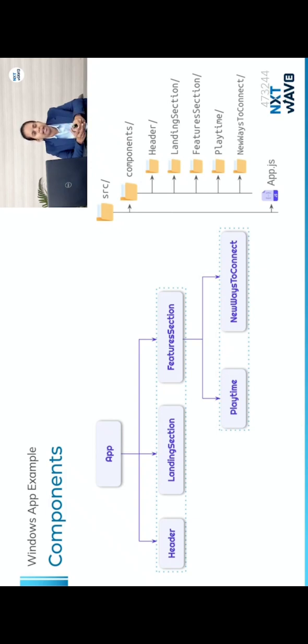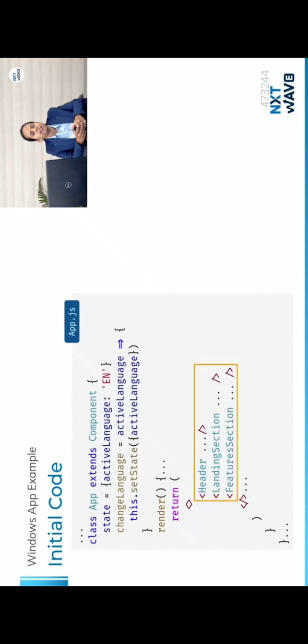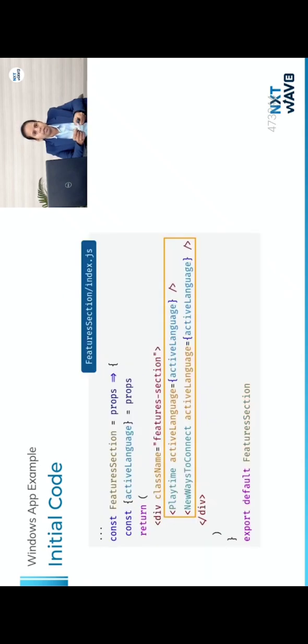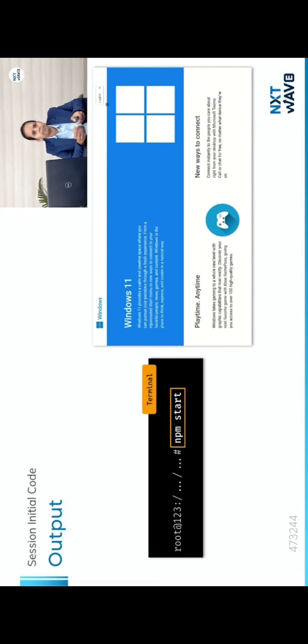Now let's get a brief understanding about the code that is present, starting with the app component. Here you can see that within the app component in the render method, we have the header, landing section and features section. Within the features section we have the playtime and new ways to connect, as we understood in the hierarchy. If you run npm start, you will be able to see this output. On the top we have the drop down, and based on the language choice, the content is being updated appropriately.